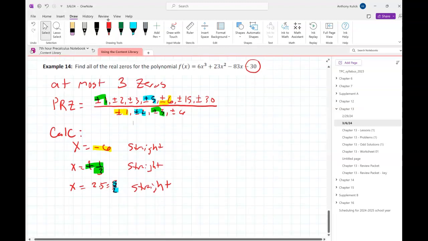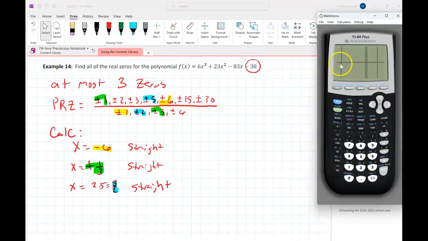If you had your choice, which one of these three numbers would you want to use to do synthetic division with? -6, positive 1/3, or positive 5/2? -6. Why is that? It's not a fraction, right? In addition, if I looked at my graph, I'm pretty sure, because there's a tick mark right there, that that's -6. Could this have been, instead of 1/3, just like 0.3? Sure, I estimated that, right?